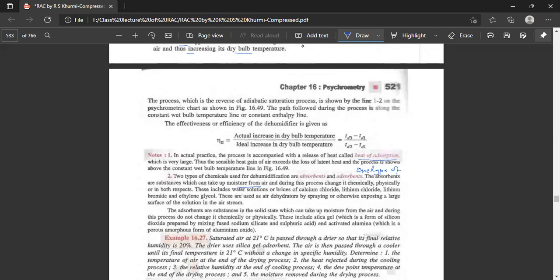But next, another type of absorbent is available, which is in the solid state, say silica gel, a form of silicon dioxide prepared by mixing fused sodium silicate and sulfuric acid. This is silica gel. And activated alumina, which is a porous amorphous form of aluminum oxide.